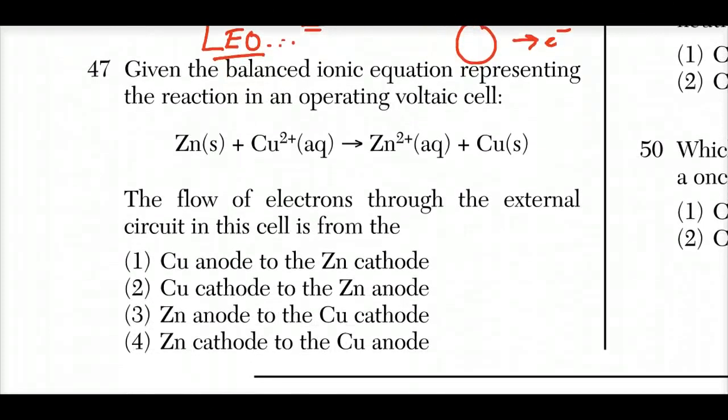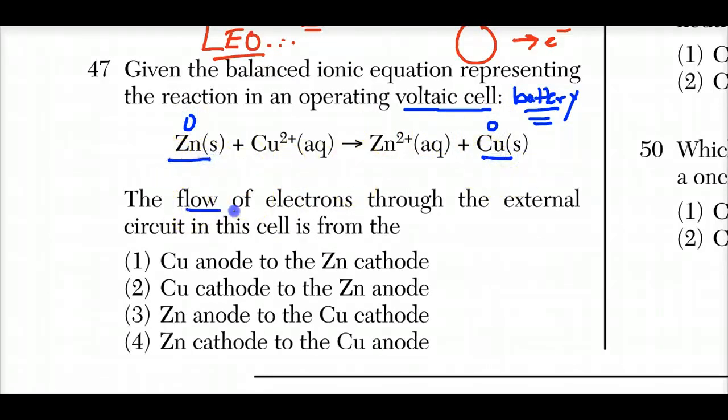Okay. Number 47. Given the balanced ionic equation representing the reaction in an operating voltaic cell, this is a battery. Alessandro Volta and Luigi Galvani, these two Italian scientists, together collectively with their discussions and arguments, created the battery. Okay, so this is spontaneous. Now look, zinc 0 goes to zinc plus 2. We have two metals involved, two solids.